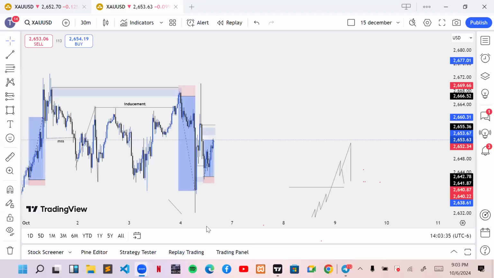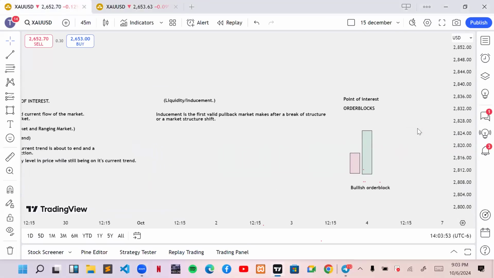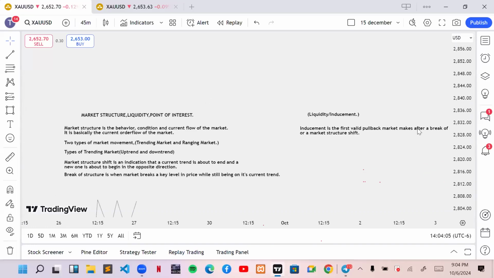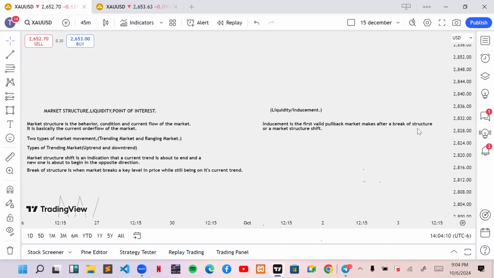You can't have two pullbacks after market structure shift. Like I said, the first one. Please pay attention to what I say before you ask questions. Pay attention to the keywords. I said the first valid pullback. Even if you check what I wrote down here, I said inducement is the first valid pullback. So when I say first, it means the first one. Just look at all these definitions. Provided it's the first one, that is what you mark, the first pullback. If there are two, where is the first one? That is what you're marking as your inducement.